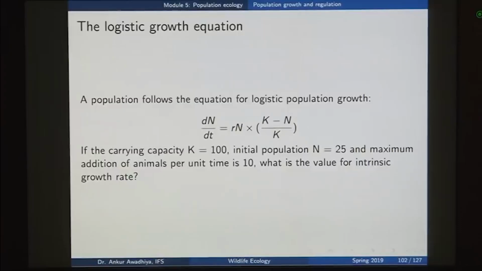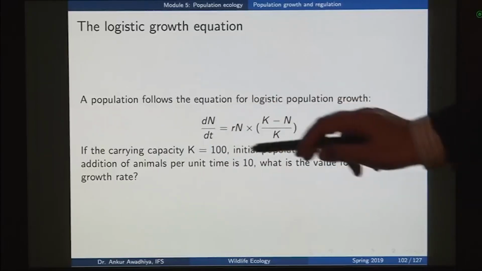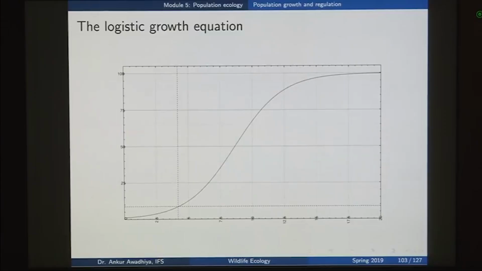So, now let us look at some example. A population follows the equation for logistic population growth, which we saw before. The carrying capacity is 100, the initial population size is 25, and the maximum addition of animals per unit time is 10. So, in that case, the maximum addition of animals per unit time, that is dn by dt, maximum rate is 10. So, what is the value of the intrinsic growth rate? What is the value of r? So, now if we plot this equation, this is how it will look like.